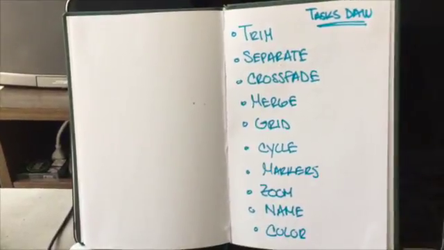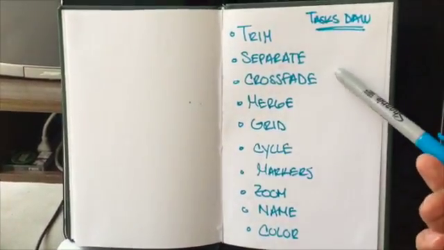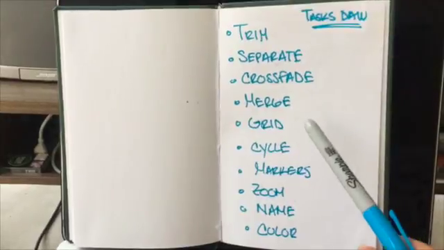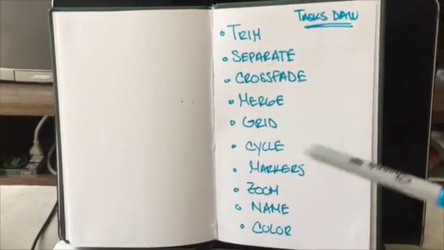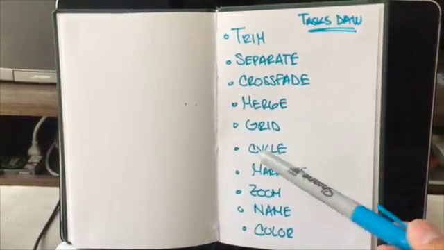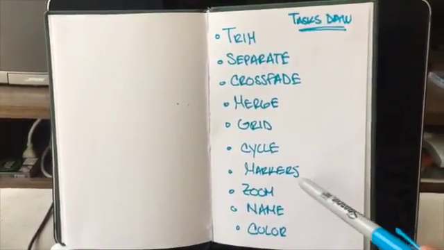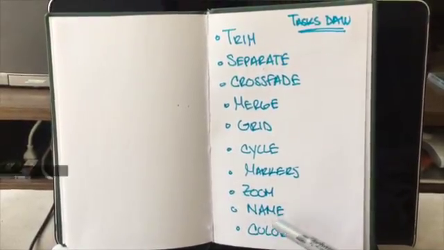These are the following tasks that we're going to learn today: trimming, separating, crossfading, merging, grid functions like turning it on and off the grid, cycling, which would be to repeat a certain section of a region or the song itself, markers, zooming in and out, and naming and coloring.